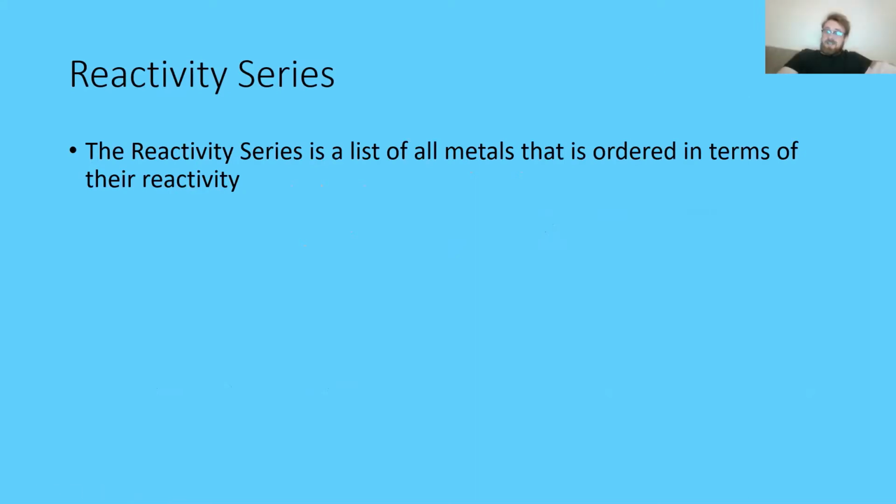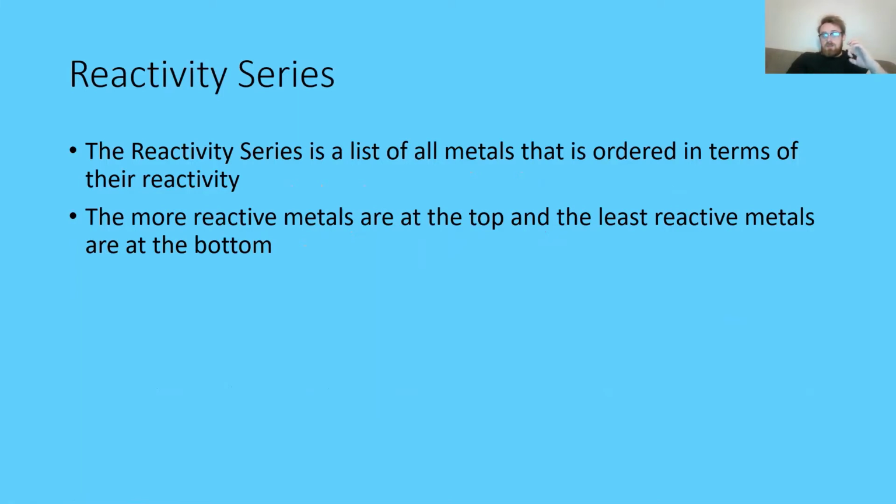The reactivity series is basically a list of all metals ordered in terms of how reactive they are. We've got the most reactive metals at the very top and the least reactive metals at the bottom, and then it's like a gradient. It gets less reactive the further down you go down this series.